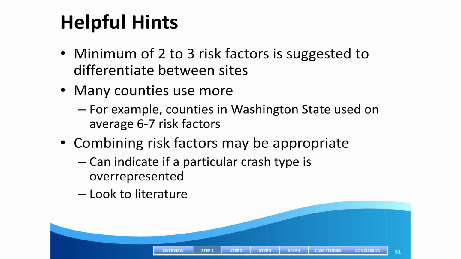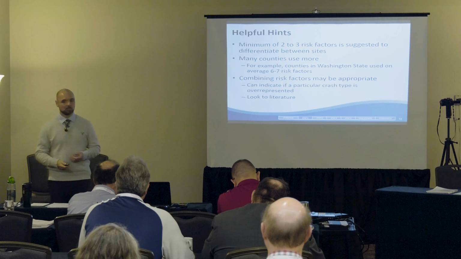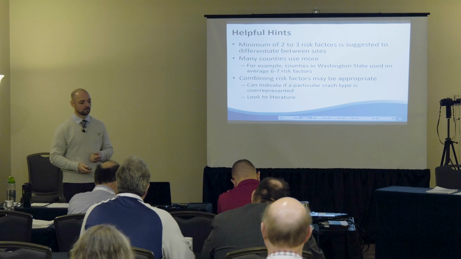It may be appropriate to combine risk factors. So as you're browsing through the literature, it may not say that narrow shoulder width or narrow lane width is an issue, but it may say narrow pavement width is an issue, and combined, the narrow lane and the narrow shoulder are increasing the risk. So it may be one, it may be the other, or it may be some combination of risk factors that really elevates it. But that's something that you can also look out for.